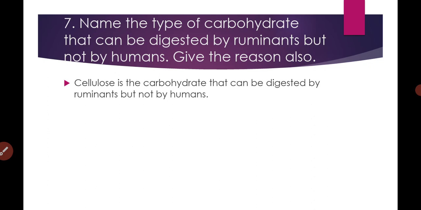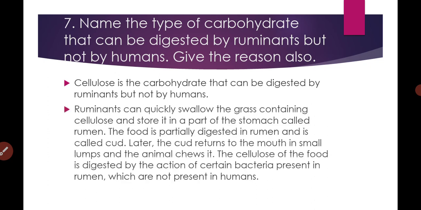And what is the reason behind this? Ruminants can quickly swallow the grass containing cellulose and store it in a part of the stomach called the rumen. You know this, that ruminants, basically cows and deer, we are talking about the digestive system of the cow. In this chapter we have discussed the digestive system of the cow, which is a ruminant. So a ruminant can quickly swallow the grass, and this grass contains what? Cellulose. It contains the carbohydrate cellulose.